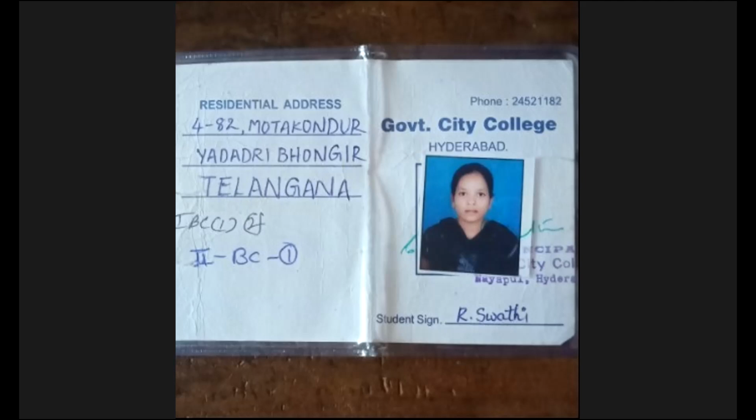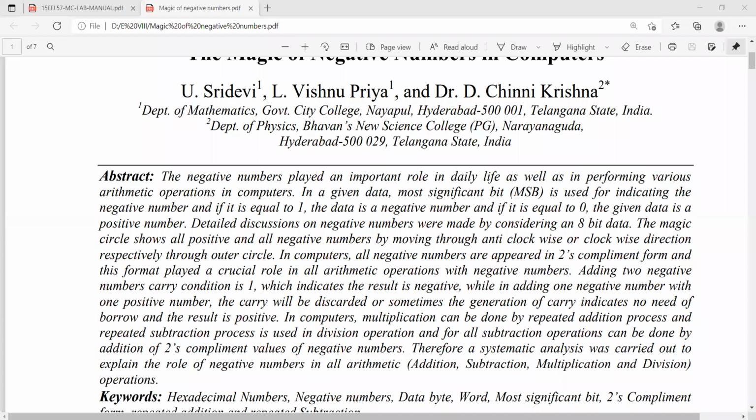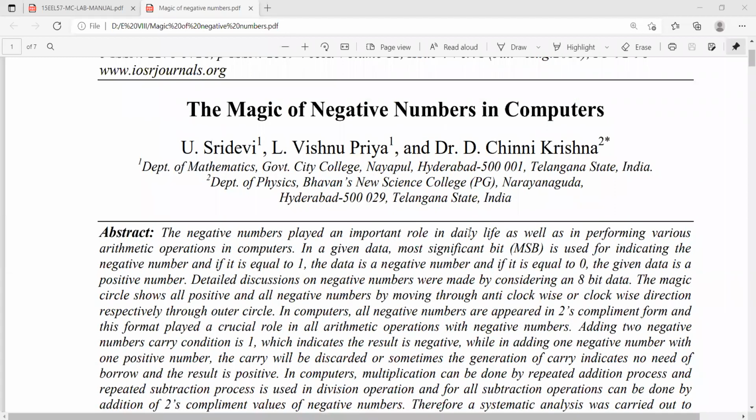So today, we will discuss another important concept. That is the program for the subtraction of negative numbers. It is one of the important concepts, because how we represent the negative numbers in computers is one of the important aspects.